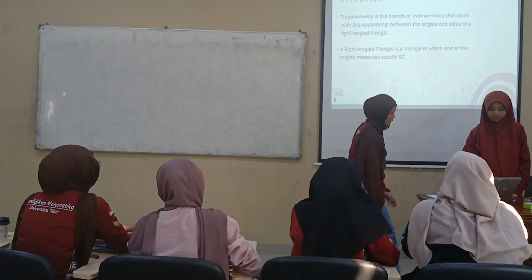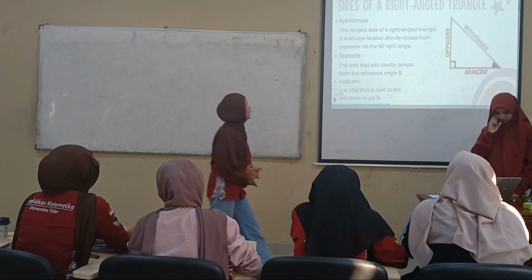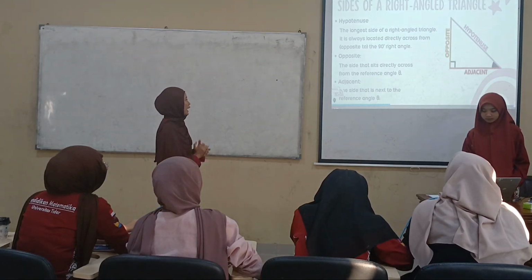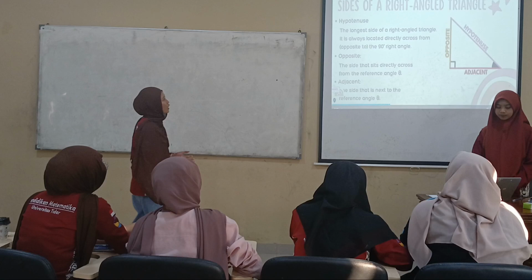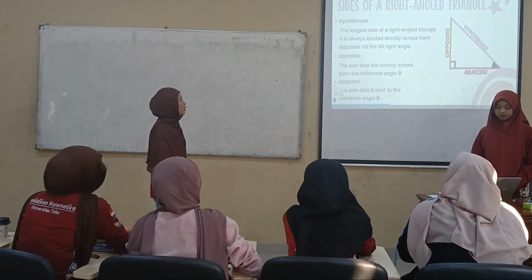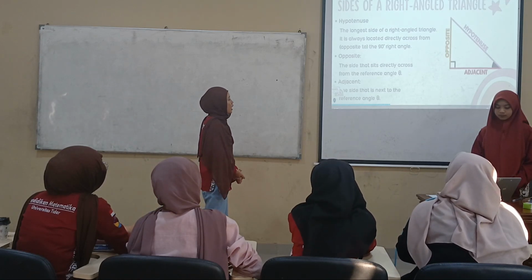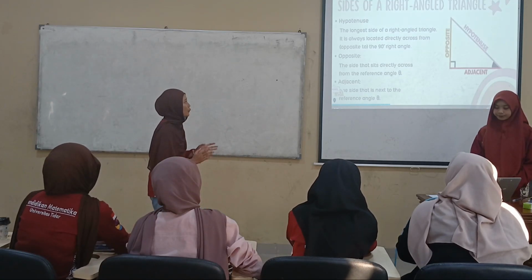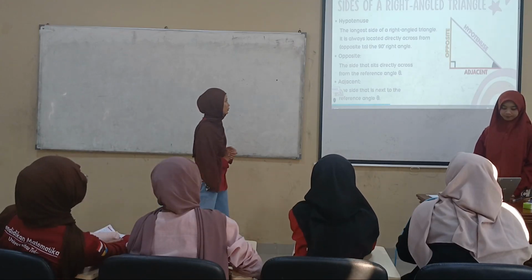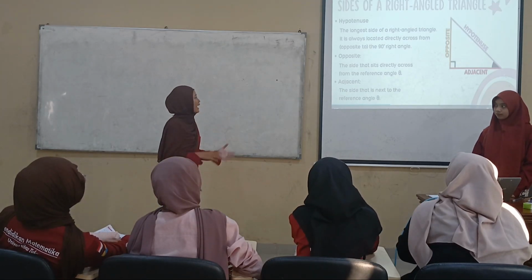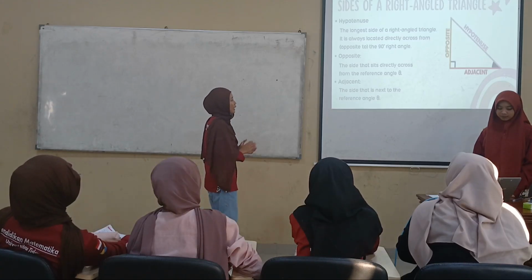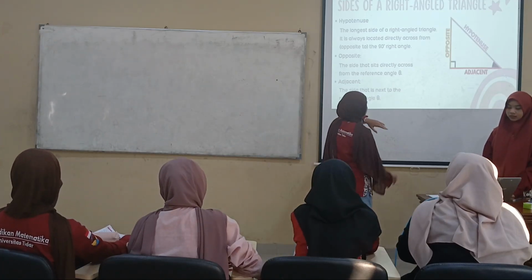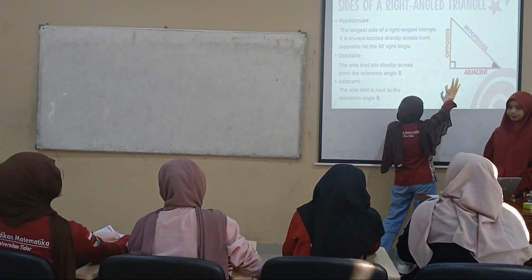Next, the sides of a right angle triangle. A right angle triangle has three sides: hypotenuse, opposite, and adjacent. The hypotenuse is one side of a right angle triangle. It is always located directly across from the 90-degree right angle. The opposite is the side that sits directly across from the reference angle theta. And the adjacent is the side that is next to the reference angle theta. So you can see the image on the screen. This is the hypotenuse, opposite, and adjacent.